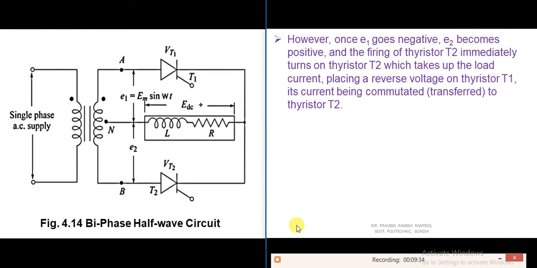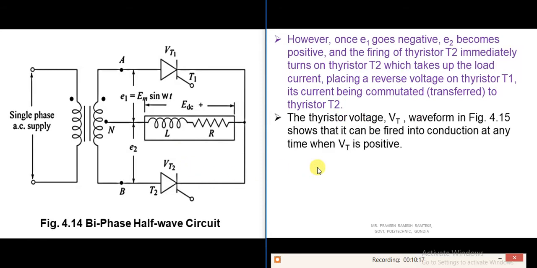However, once E1 goes negative, E2 becomes positive, and when this E2, the voltage across B and N, becomes positive, this SCR T2 is fired by giving a triggering pulse at this gate terminal. At the same time, T1 is reverse biased. So during the negative half cycle, this SCR T1 will be turned off and SCR T2 will be turned on.